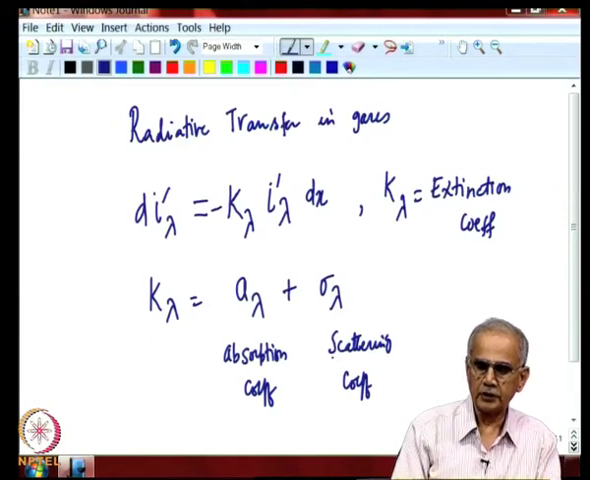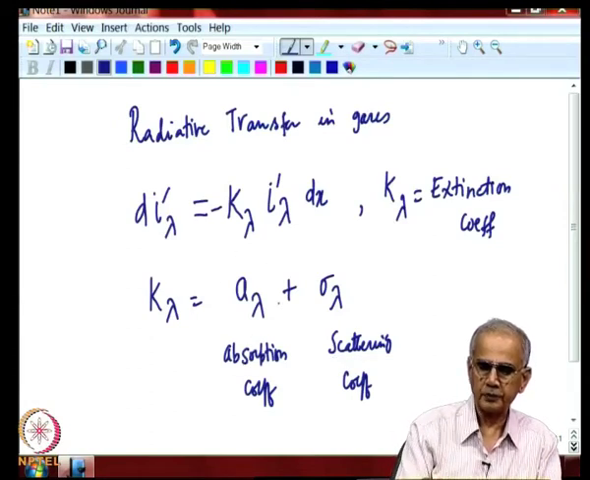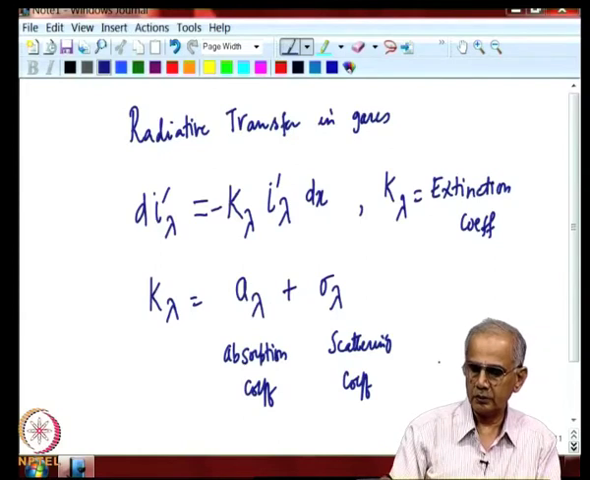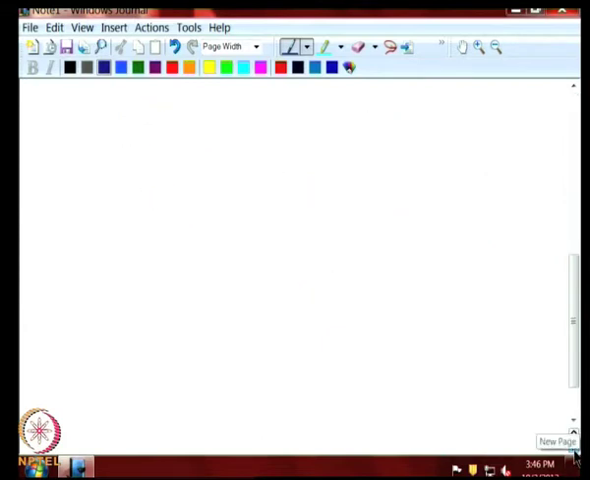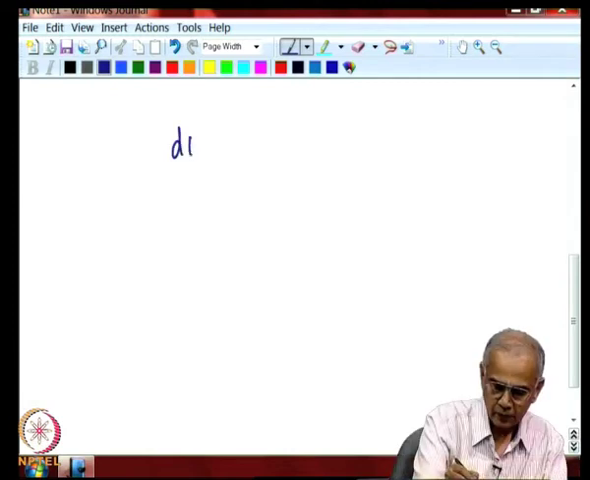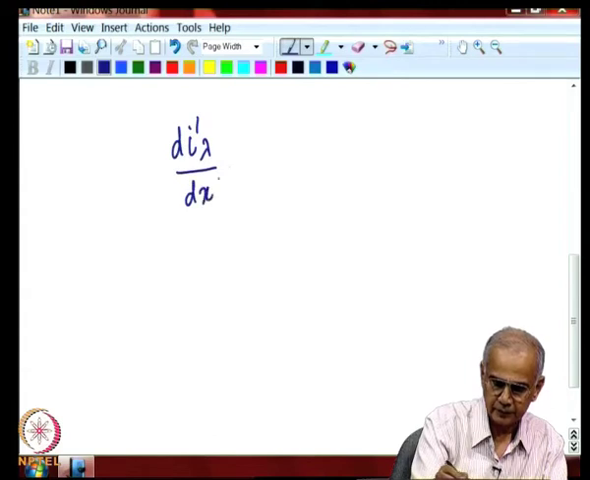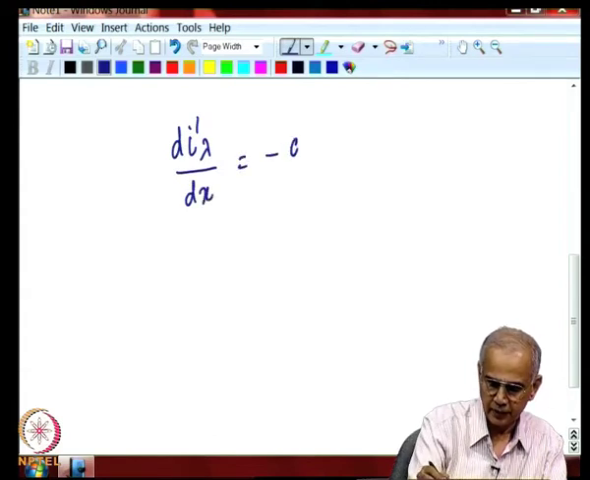So, in the initial lectures, we will focus only on absorption. So, we will look at a non-scattering medium to simplify the discussion, and we add scattering later. So, in a non-scattering medium, you see that the rate of change of intensity with x is nothing but minus a lambda I prime lambda.